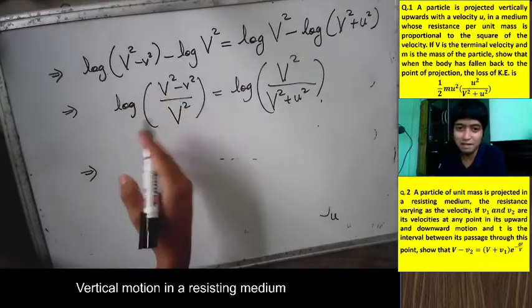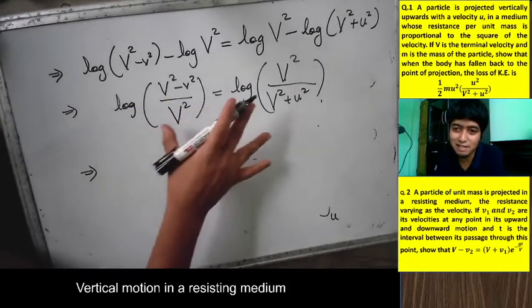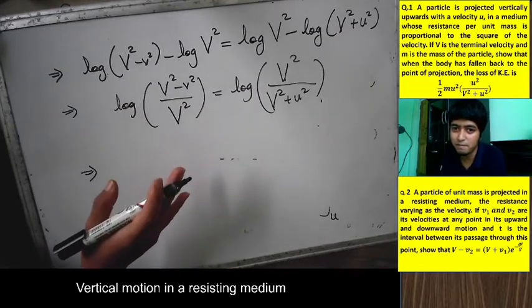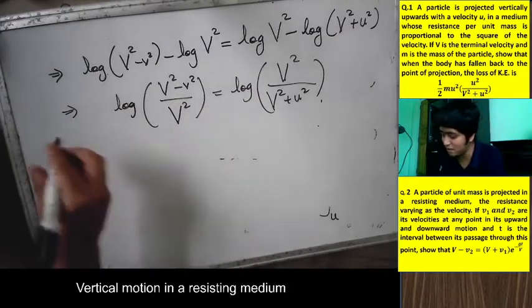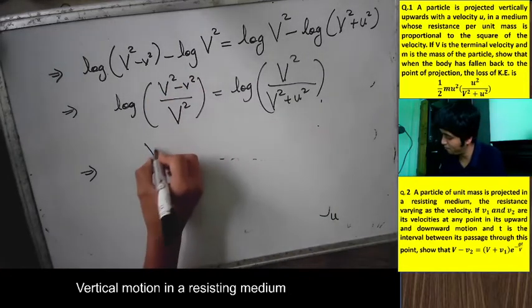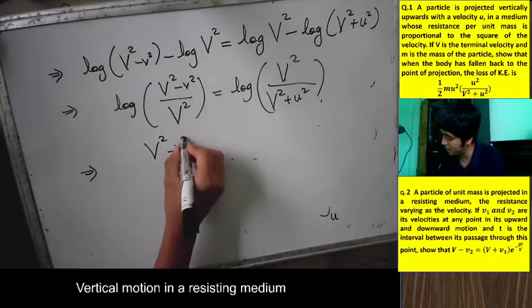So now we can cancel the log. Why can we cancel the logarithms? Because logarithm is a 1-1 function. That's why we can cancel logarithms. So we'll be having this.